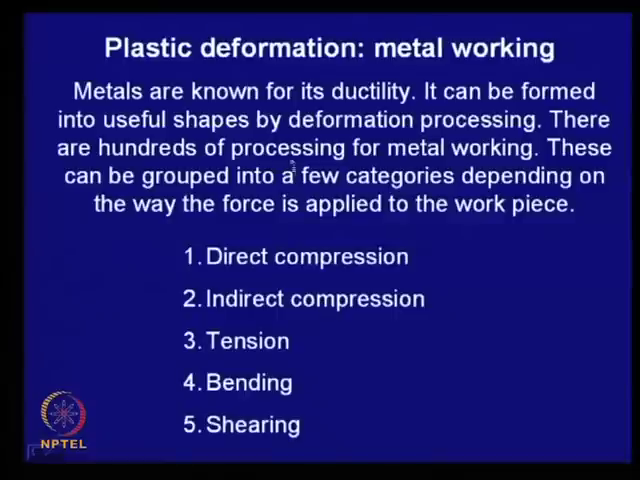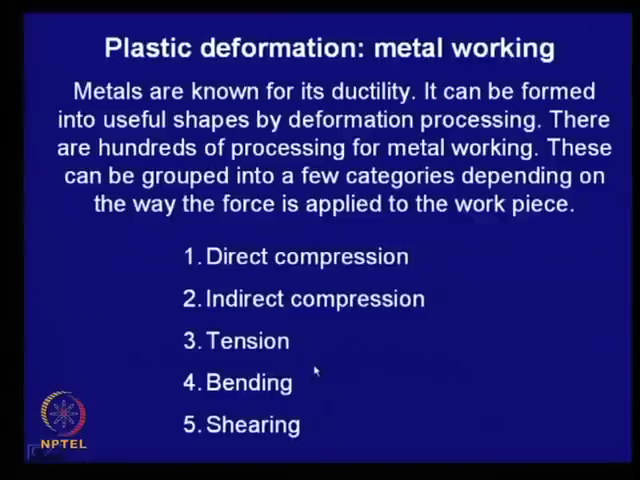Now, let us look at what plastic deformation is. We apply load to a metal, and under load the material deforms. Metals are known for their ductility. They can be formed into useful shapes by such deformation processing. There are several methods of metal processing, and these can be grouped in a few categories depending on the way the force is applied, which are listed here: direct compression, indirect compression, tension, bending and shearing.